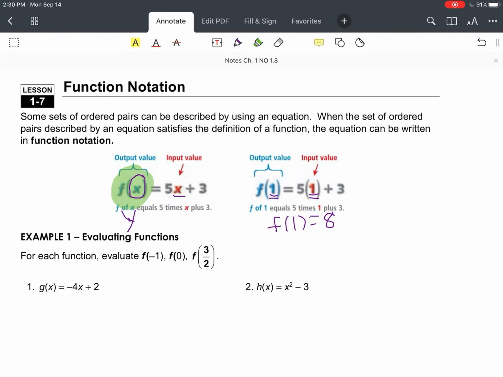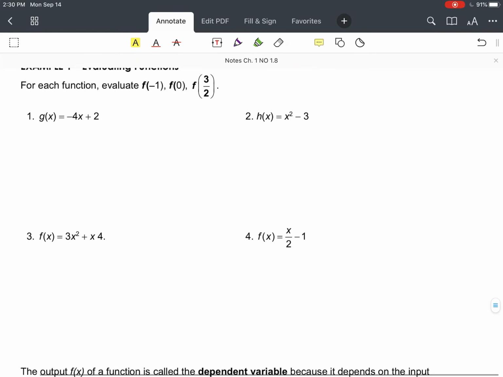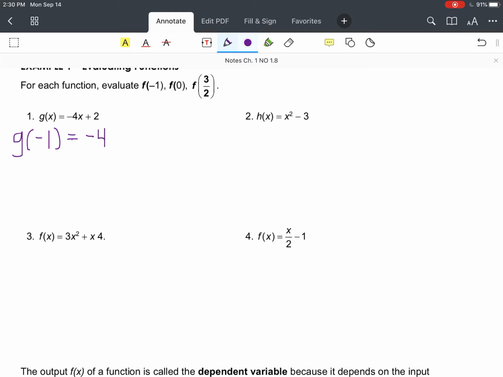So number 1, given our function, they want us to evaluate f of negative 1, f of 0, and f of 3 halves. This time it's g, so I'm going to do g of negative 1. I'm just substituting in negative 1 for x. I always like to do parentheses like this for where my variable is. So here's my variable x, I'm putting parentheses in there, so I know I'm going to substitute in negative 1. Simplifying negative 4 times negative 1 plus 2, you're going to get your answer to be 6.